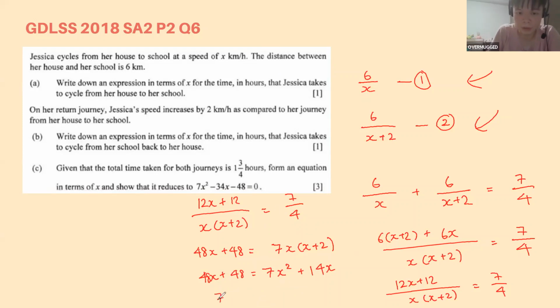Okay, so 7x squared, I move everything to the right. 48x go over. 14x minus 48x, I will get minus 34x. 48 go over, I get minus 48. Then my left side is 0, right? So I just simply flip over and I will get this.